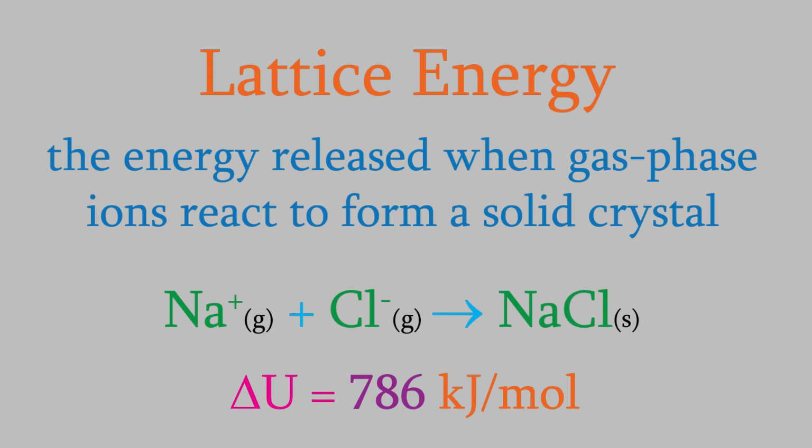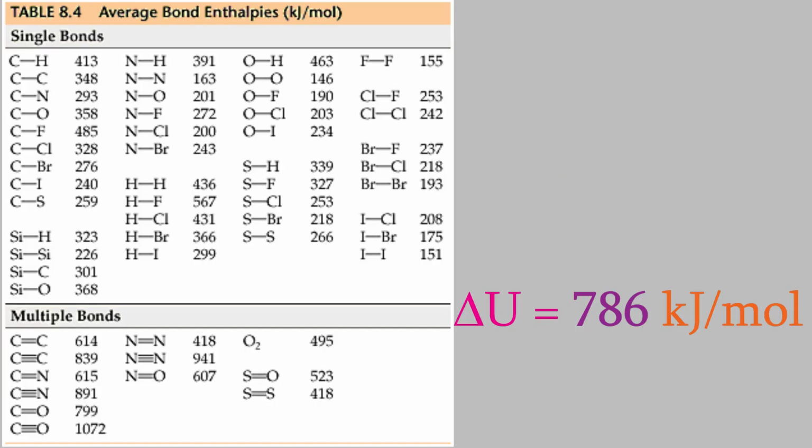If you compare that to the bond enthalpies of covalent bonds we saw in the last video, you'll see that the lattice energy of NaCl is higher than all the bonds on this table except for the triple bonds. This is because ionic bonds are almost always much stronger than covalent bonds, because the electronegativity difference is much larger, so the atoms in an ionic bond are more strongly attracted to each other.